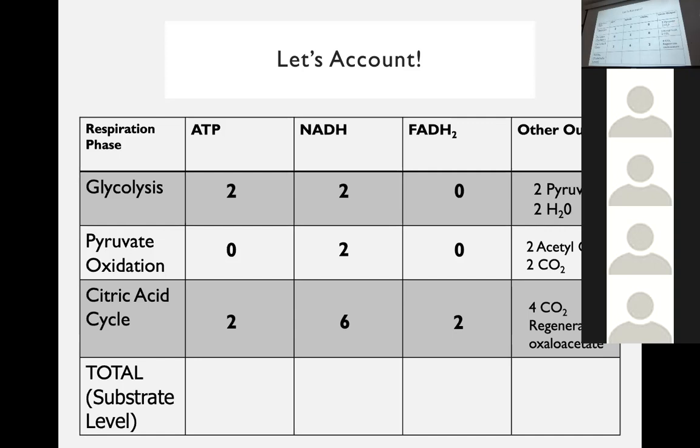So we got 2 ATPs from citric acid cycle. We got 6 NADHs, 2 FADH2s. We released 4 carbon dioxides as waste. And the other kind of output is that we're just continuing to regenerate that oxaloacetate, that 4-carbon molecule that needs to combine with acetyl-CoA at the end/beginning of each cycle.